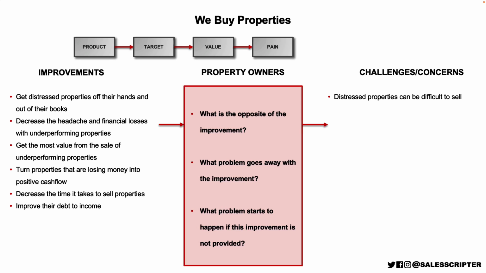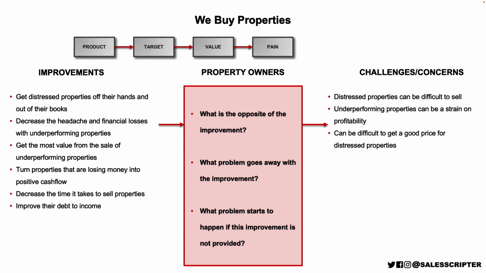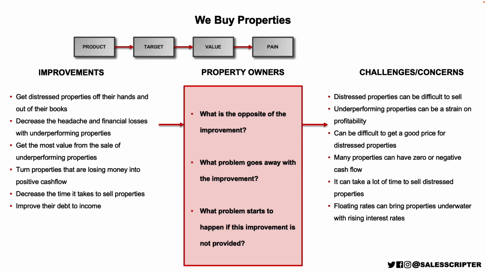And this might give us ideas of pain points that we never thought of and help us to make sure we're not missing something when we're communicating to this target audience. So we can help solve the problems for property owners that distressed properties can be difficult to sell. Underperforming properties can be a strain on profitability. It can be difficult to get a good price for distressed and underperforming properties. Many properties have 0 or negative cash flow. It can take a lot of time to sell distressed properties. Floating rates can bring properties underwater with rising interest rates.